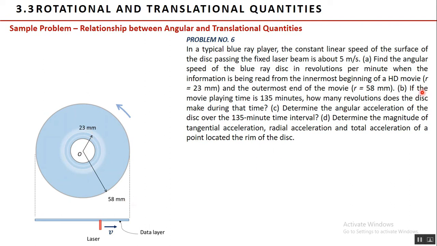Letter B. If the movie playing time is 135 minutes, how many revolutions does the disc make during that time? Letter C. Determine the angular acceleration of the disc over the 135-minute time interval. Letter D. Determine the magnitude of tangential acceleration, radial acceleration, and total acceleration of a point located on the rim of the disc. So imagine this is the disc data layer.